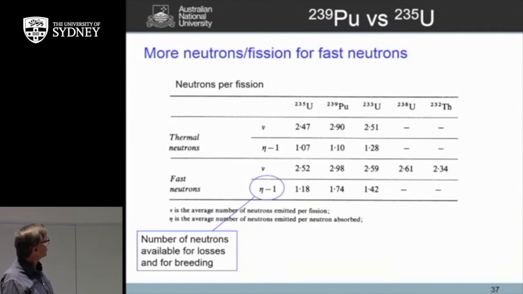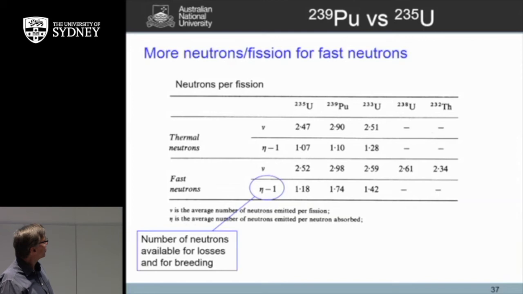One is, in this column, we've got uranium-238. The number of neutrons per fission goes up a little bit when you go to fast neutron-induced fission. Same thing with plutonium, goes up a little bit. But plutonium has significantly more neutrons per fission than uranium-235. So your plutonium-239 is often talked about in fast reactor cycles because it's got this improved neutron emission.